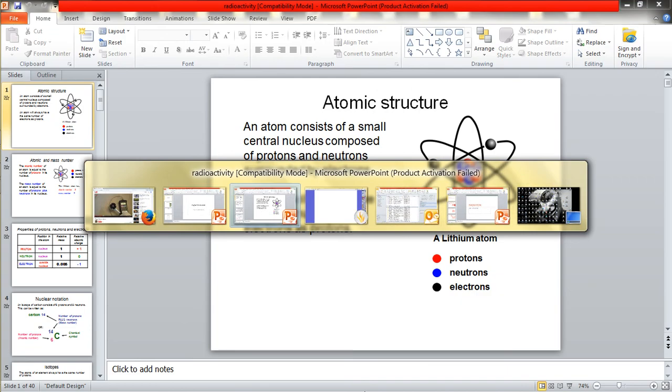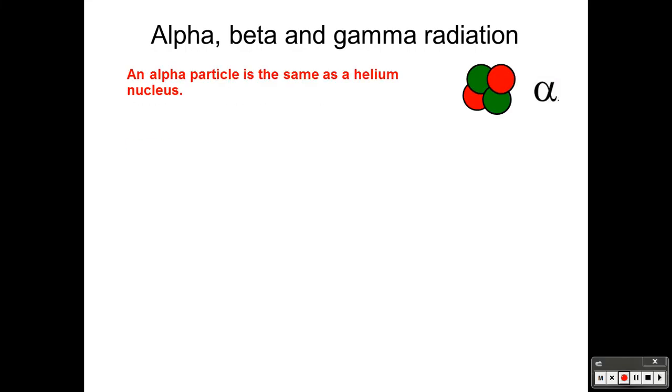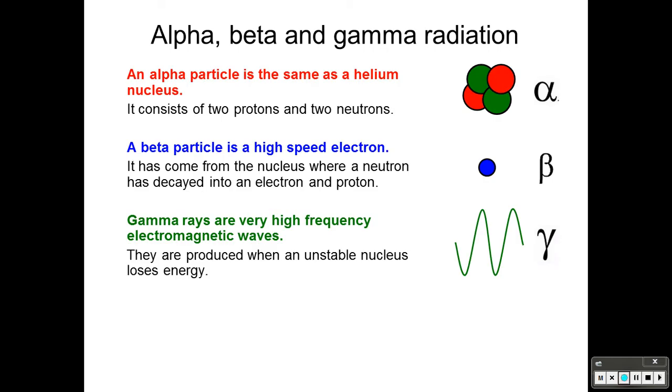So back to the slideshow. So alpha, beta, and that was your radiation detected with the Geiger counter or Geiger-Muller tube. Feel free to Google that because I don't feel like making a slide. 3 types of radiation. So you have alpha particles, beta particles, and gamma.